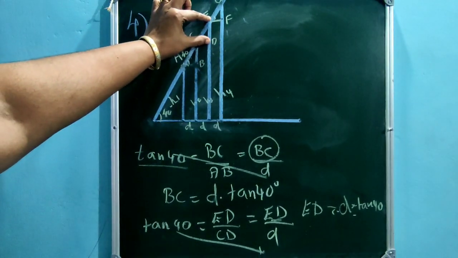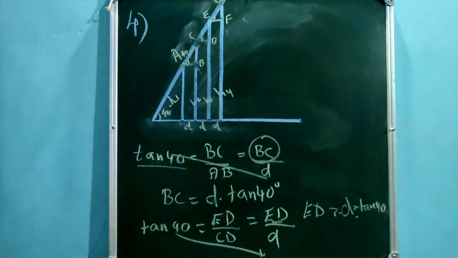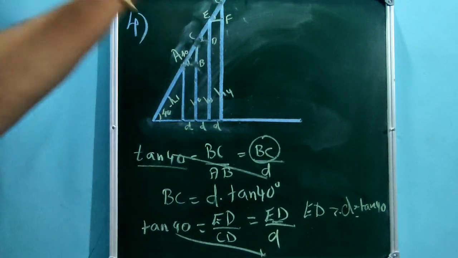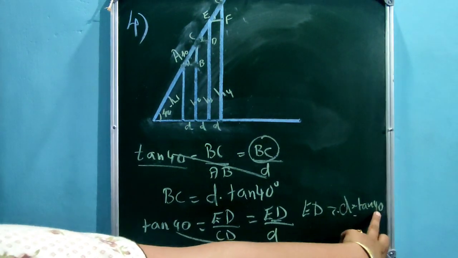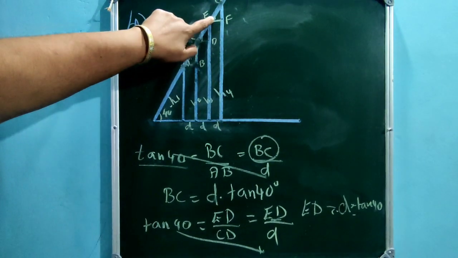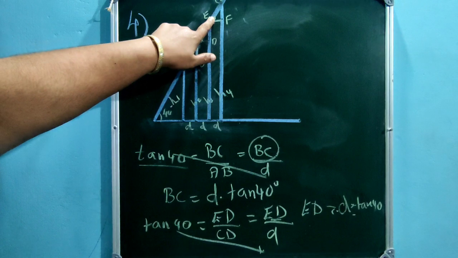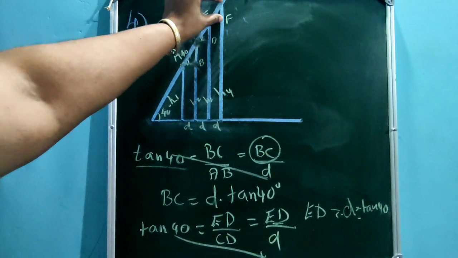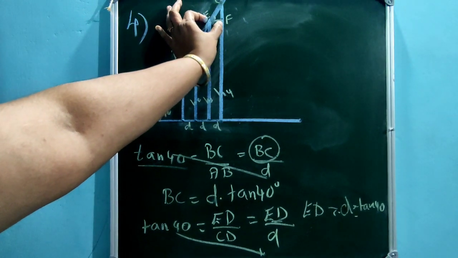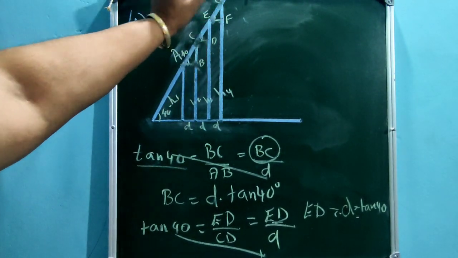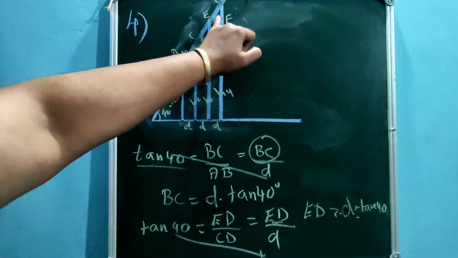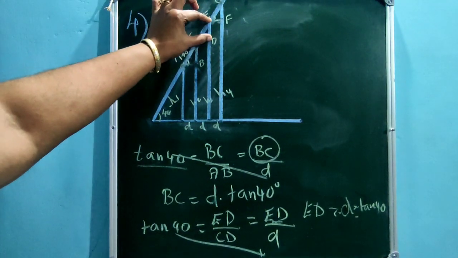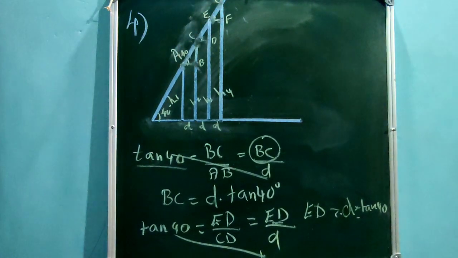This distance ED is also equal to D tan 40. Then can you guess what this distance is? That is also equal to D tan 40. Why? Because this angle is equal to 40 degrees, and taking tan 40, we have GF by EF. Then GF is equal to D into tan 40. So all these lengths are D tan 40.